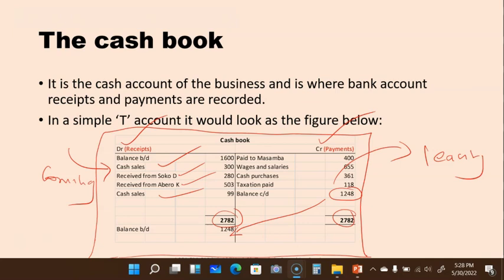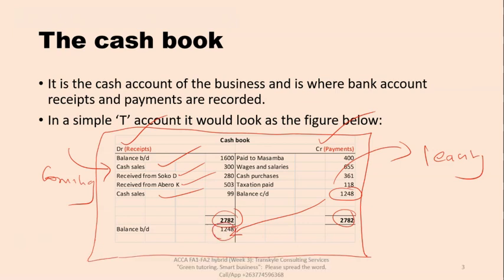So what it means in this case is that by the end of the period, the cash book was showing that we are having cash worth 1,248 as our closing balance.